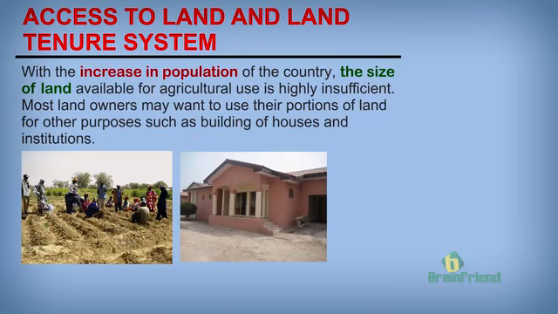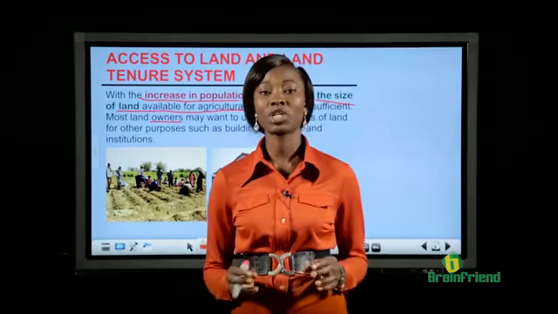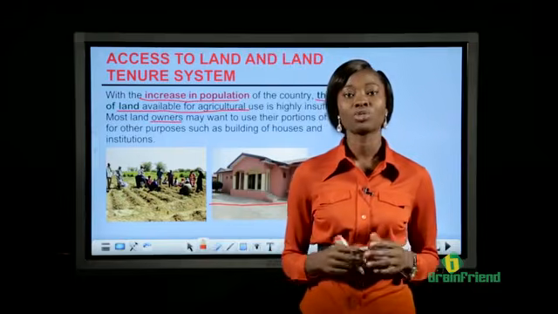The problem of land continues as the population of Nigeria increases. It is seen that with the increased population of the country, the size of land available for agricultural purposes has been reduced. This is because most landowners may want to use their portions of land for other purposes, such as building houses and other structures. And this is a huge problem because farmers are left with just a little portion of land to carry out their farming activities.